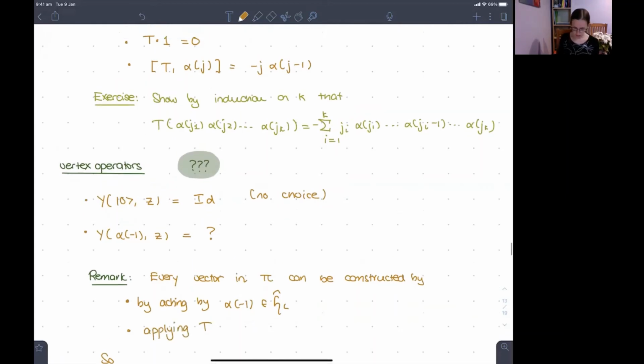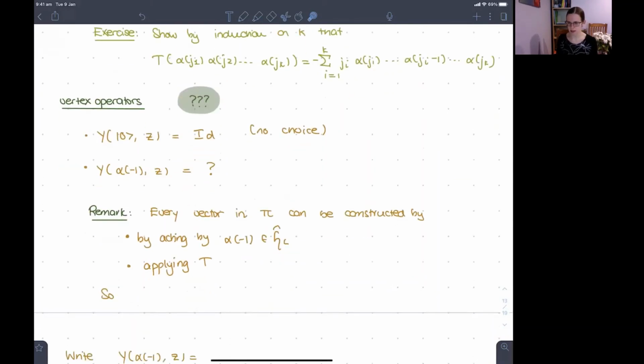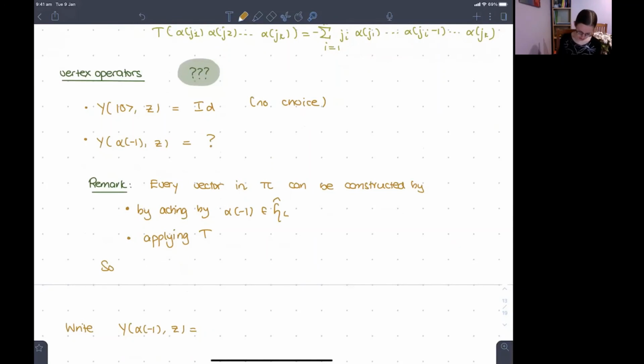Because t will take alpha 1 to alpha minus 1 to alpha minus 2 and minus 3 and minus 4 and so on. So we get all of the big negative values of j, and then we get products in this way. And so in a certain sense, alpha minus 1 and t know everything about the representation. And so defining y alpha of minus 1 is the key step.